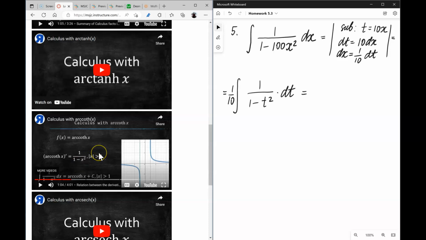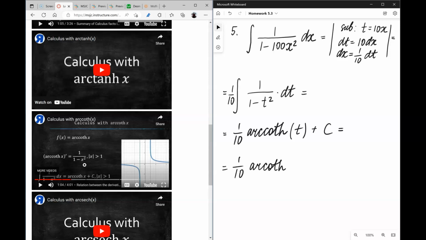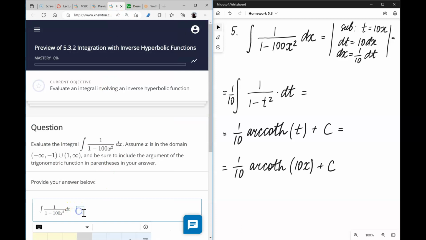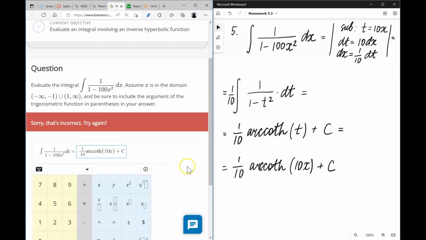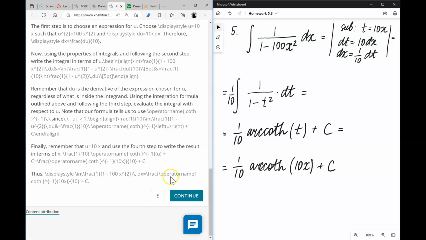So if x is greater than 1, then 10x will definitely be greater than 1. So we can use this formula. So the answer will be 1/10 hyperbolic arc cotangent of the input. But instead of this input, we'll plug in this input. And that should be the answer. I think I'm missing letter C over here. Arc cotangent of 10x. Missing letter H over here. Hopefully that's the only mistake, right? Yep. All right, moving along.